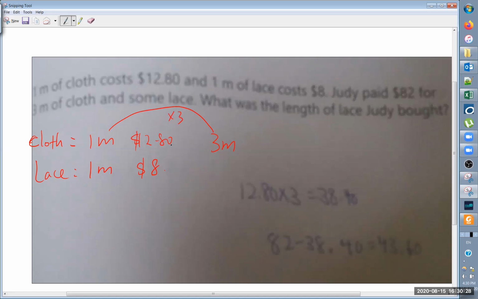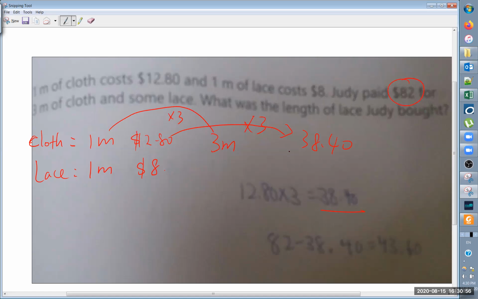So your dollar amount also must increase by 3. Correct. Because this thing increased 3 times, the money used also must increase 3 times. $12.80 times 3 is $38.40, right? Then he says total spent $82.